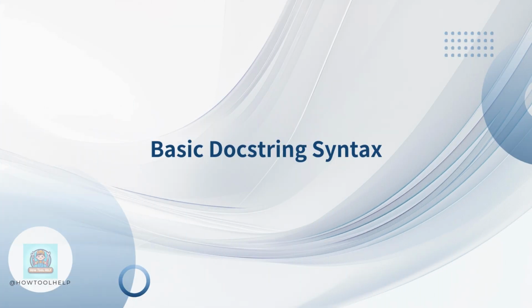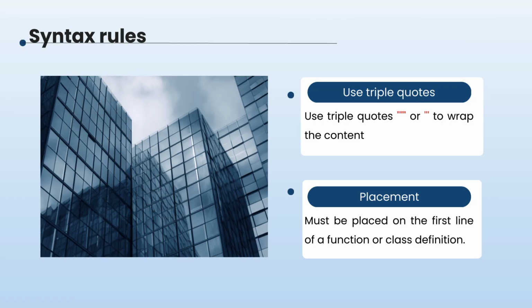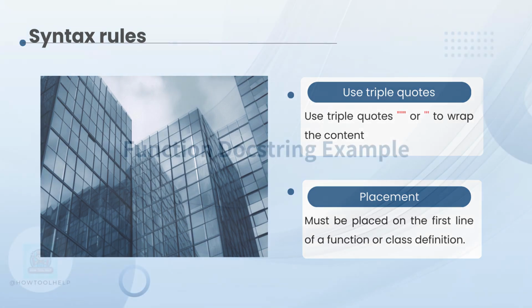Basic syntax of docstrings. Now, let's look at the basic syntax of docstrings. A docstring must be placed on the first line inside a function or class definition and enclosed in triple quotes. This structure ensures that the docstring clearly describes the functionality of the function or class.